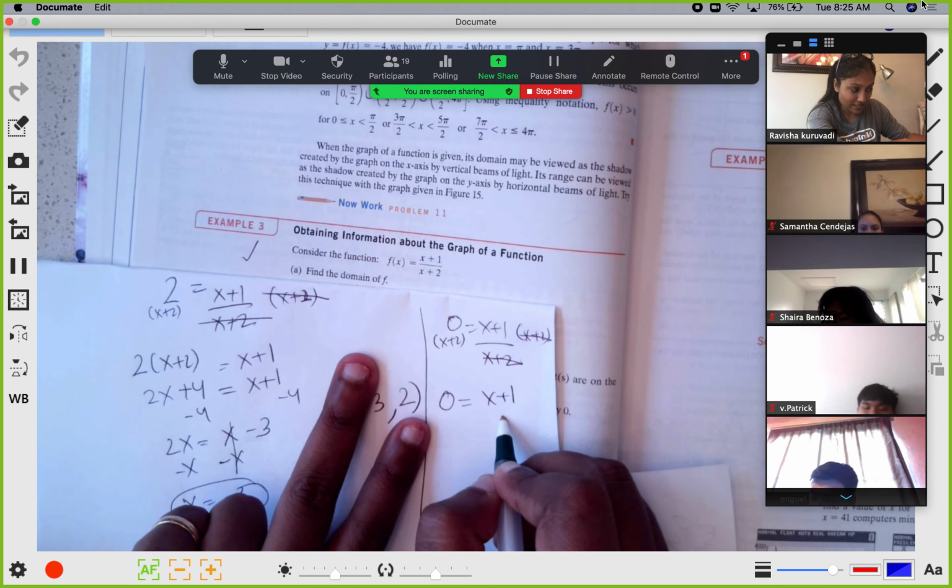This is your x-intercept. But in the next part of the question, they are asking what points are on the graph of f. If they are asking for points, write it in coordinate form. Your x was negative 1 and your y was 0. Yeah, that's your coordinate.